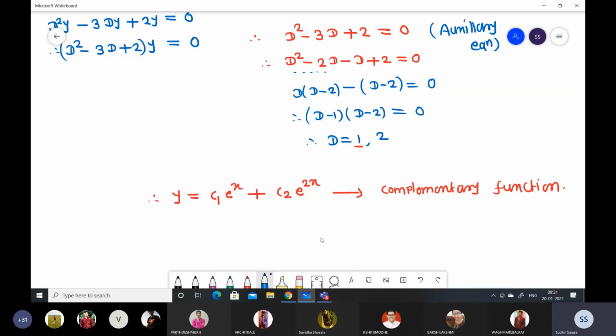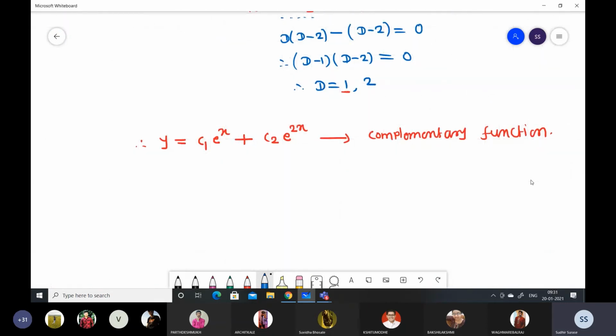Now let me explain with the help of another example, so you'll get the idea. Okay, fine. So what is the first case? The first case is case number 1.